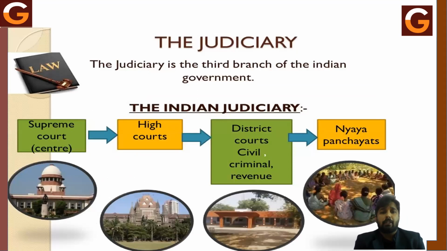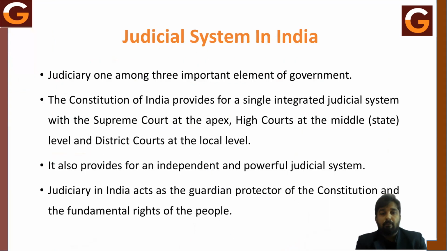Now let's talk about the judiciary. The judiciary is the third branch of the Indian government, as we have just discussed. The supreme authority in the Indian judiciary system is the Supreme Court. Under the Supreme Court, there are the high courts of each state. Each state has its own high court, and under each high court there are district courts, civil and criminal courts, and certain revenue courts, followed by nyaya panchayats or Lok Adalats for each village panchayat. This is the overall structure of the judiciary system.